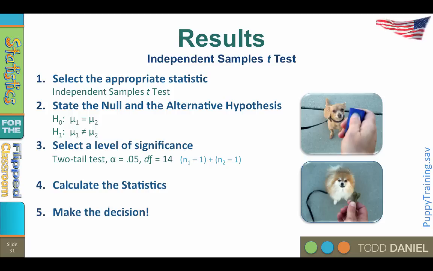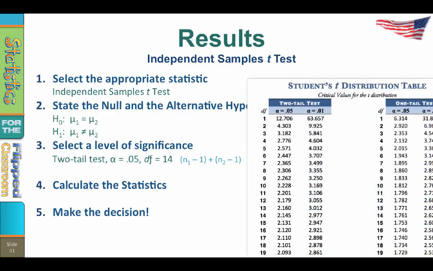Group 1 has 8 puppies, Group 2 has 8 puppies, so together 16 puppies minus 2, the degrees of freedom are 14. And remember too that in a test like this, I'm simplifying, so we really ought to have 30 or more in each group. But for this case, so that we could do it by hand, I've created groups that are smaller.